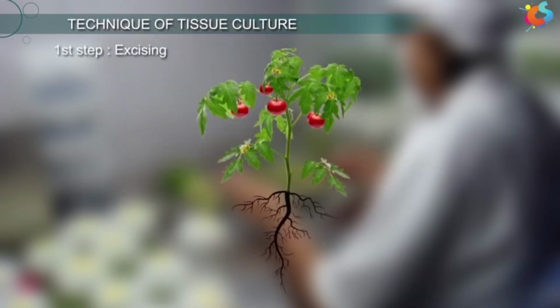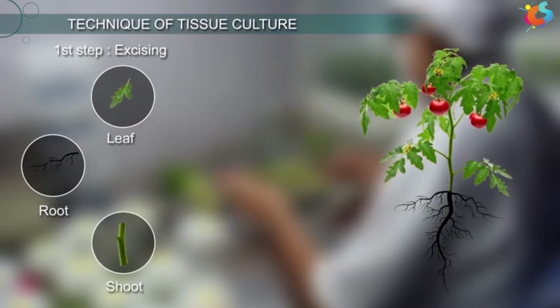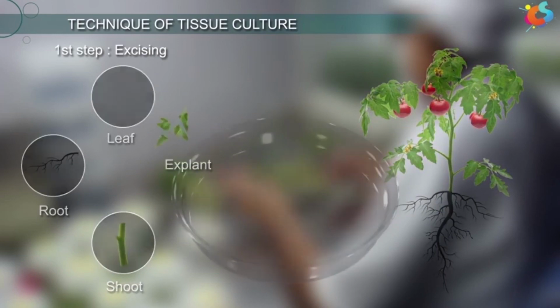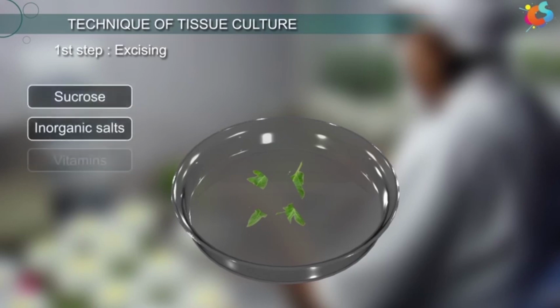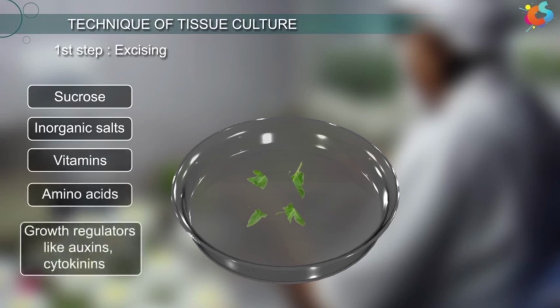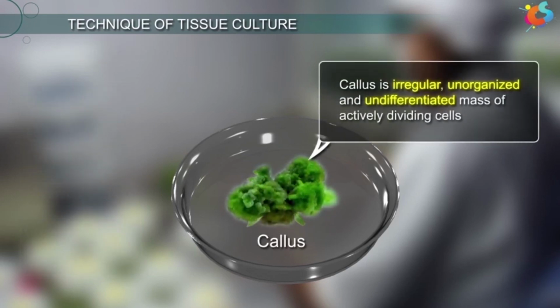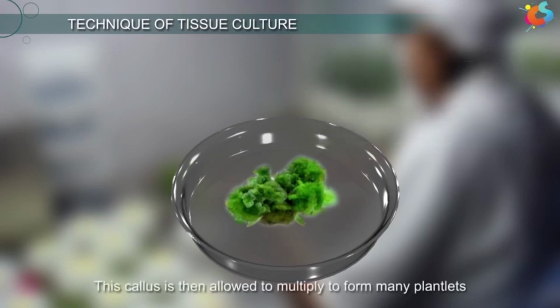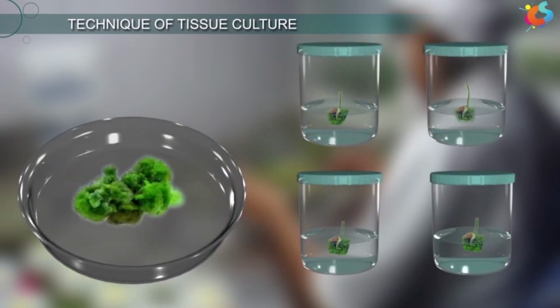Techniques involved in plant tissue culture. There are 3 steps involved in plant tissue culture techniques. Namely, step 1, excising or cutting of plant parts, that is the explant. Step number 2, the explant is grown in a suitable medium called MS medium. This MS medium is most suitable for almost all plants.